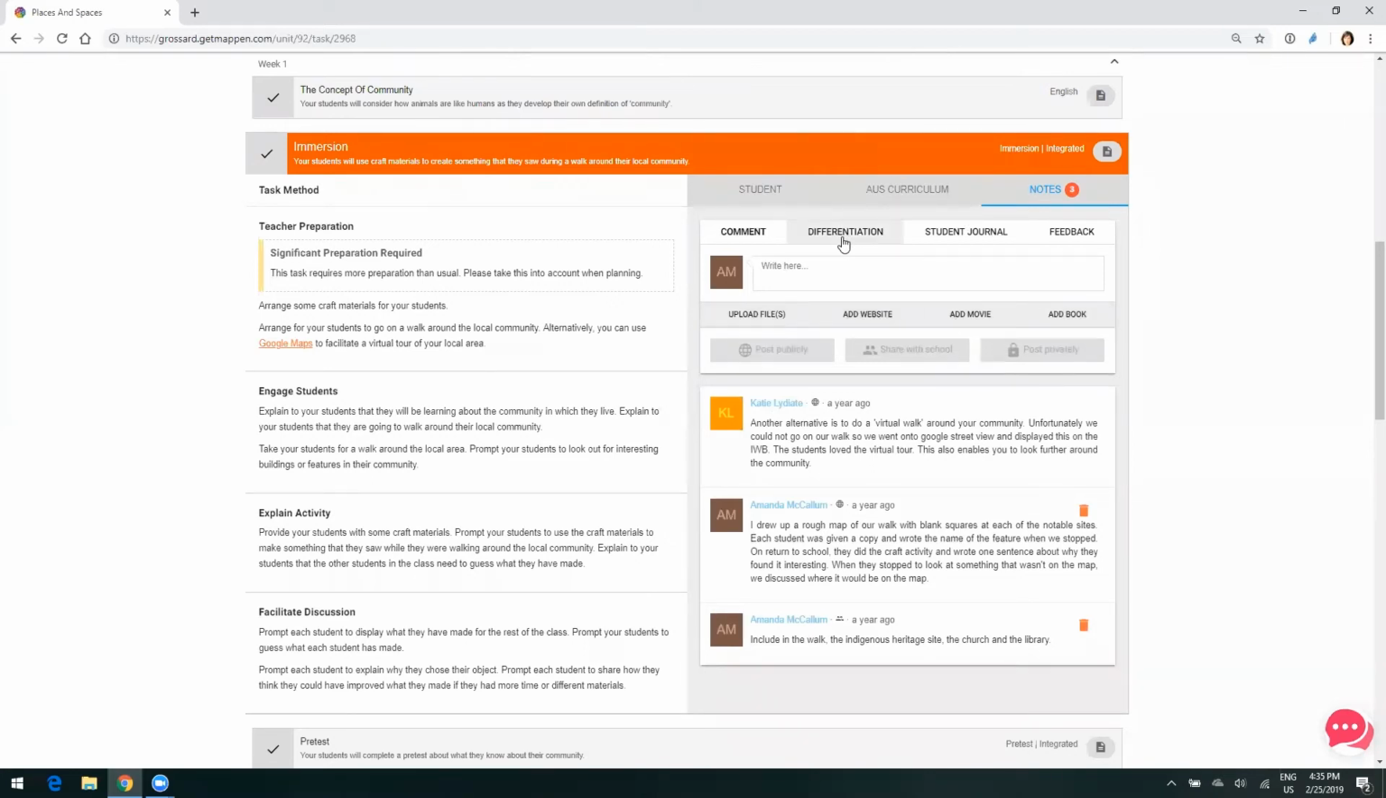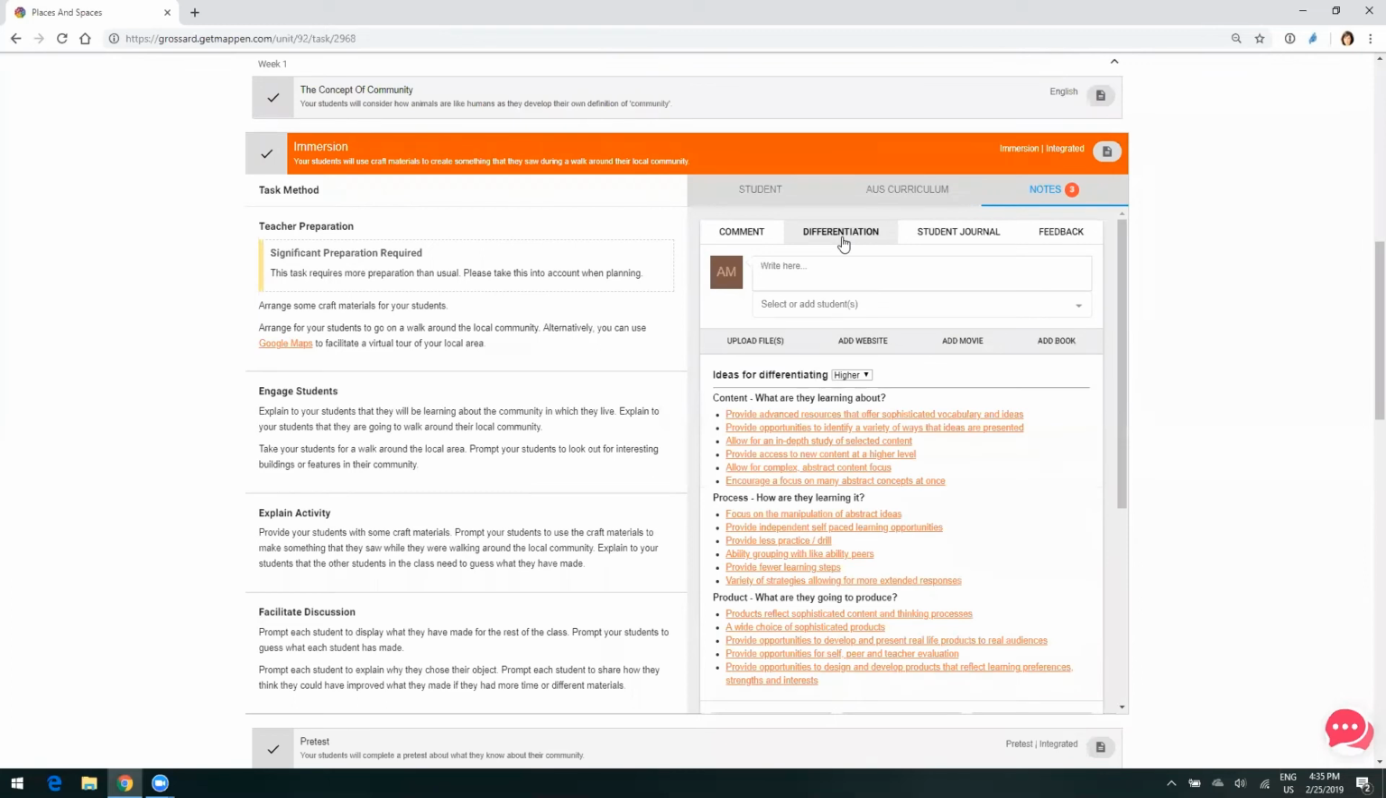Then if you look at the differentiation, what we have done here is, when you're looking at differentiating for your very gifted students or for your weaker students, this place here is based on a model for gifted education, and you can see the default there is higher, and it suggests that you can differentiate based on content, process or product. In here we have generic ideas. We don't differentiate the tasks for you because you are the only person who knows the needs of your students.